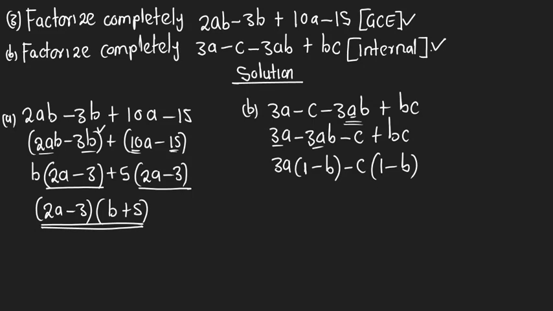From there, we can collect what is here and what is here. So this is going to be 3a minus c, and then 1 minus b. And then we have our answer. Okay, we go to the next question.